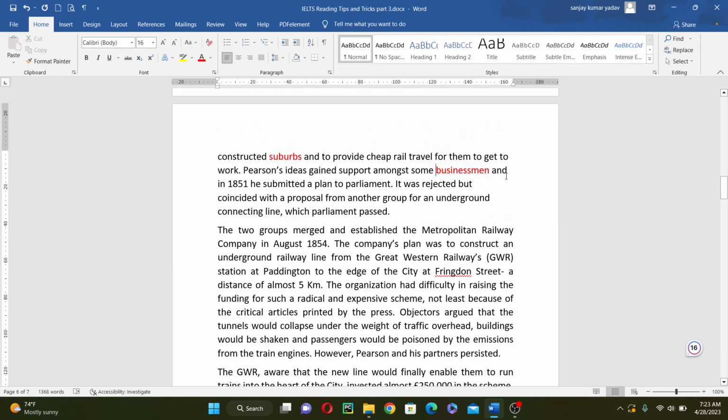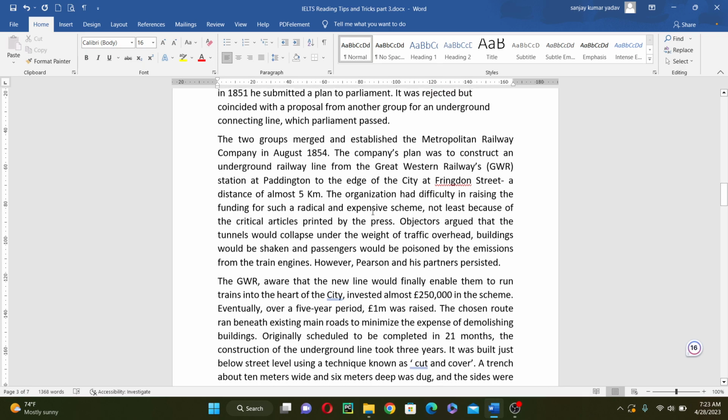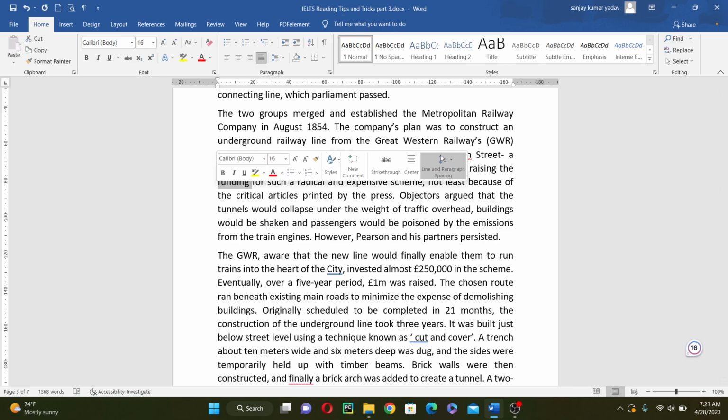Okay, he submitted to parliament, it was rejected, but no, this is not it. The two groups merged and established the Metropolitan Railway Company. The company's plan was constructed under the Great Western Railway. Okay, the organization had a difficulty in raising the funding. So funding is your answer.